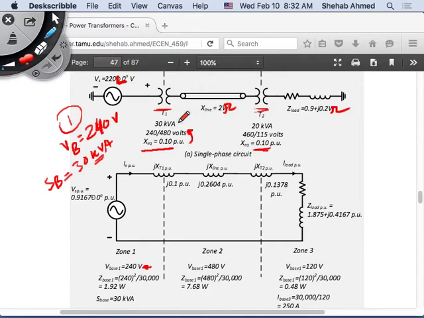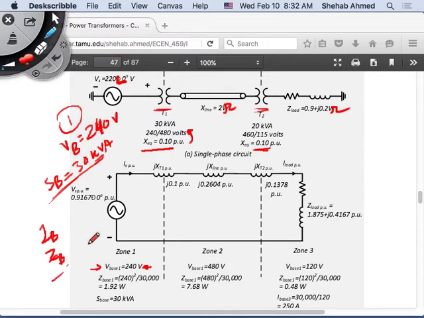So now I would like to go and, as I said, come up with the base quantities in every zone, okay? Calculate the base quantities in every zone. Whether you need them or not, let's see. But they gave us the voltage base here. Now I would like to calculate the current. The power base is the same for the whole system. So I would need to calculate the current base and impedance base in the various zones.